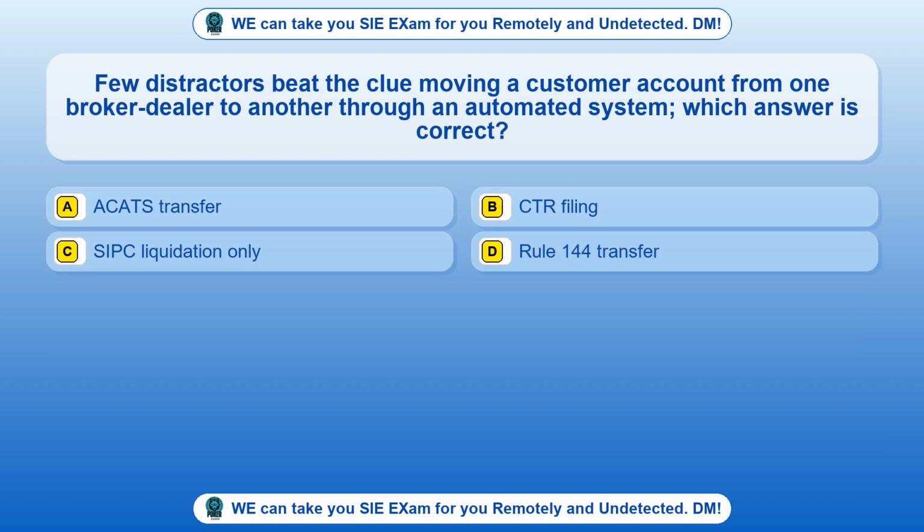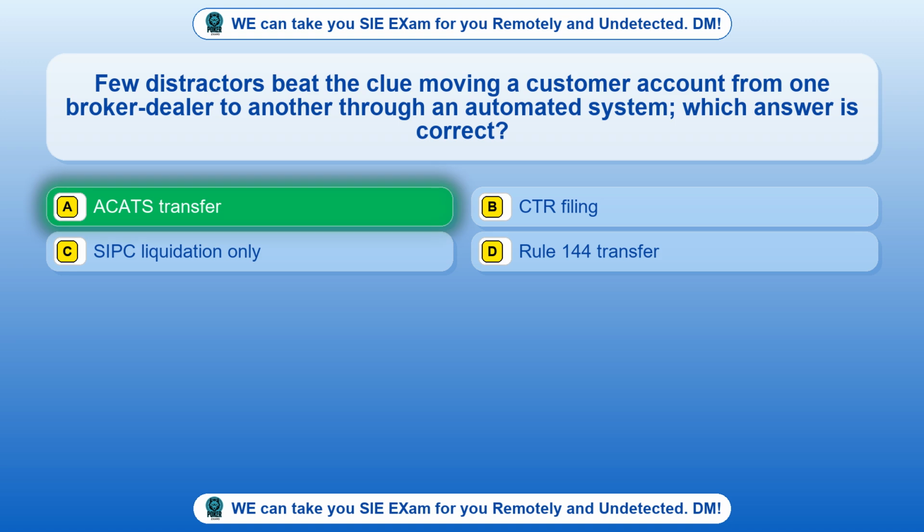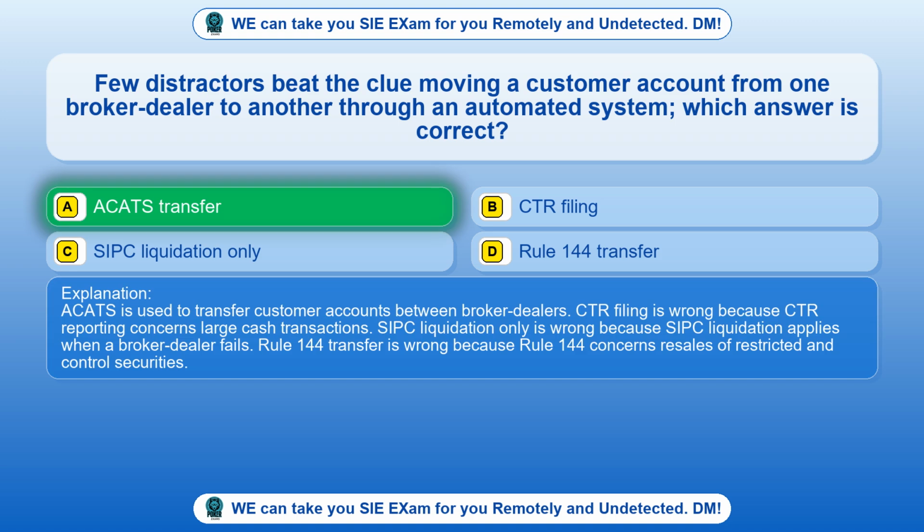Question 5. Few distractors beat the clue moving a customer account from one broker-dealer to another through an automated system. Which answer is correct? Option A, ACATS transfer. Option B, CTR filing. Option C, SIPC liquidation only. Option D, Rule 144 transfer. The correct answer is option A, ACATS transfer. ACATS is used to transfer customer accounts between broker-dealers.